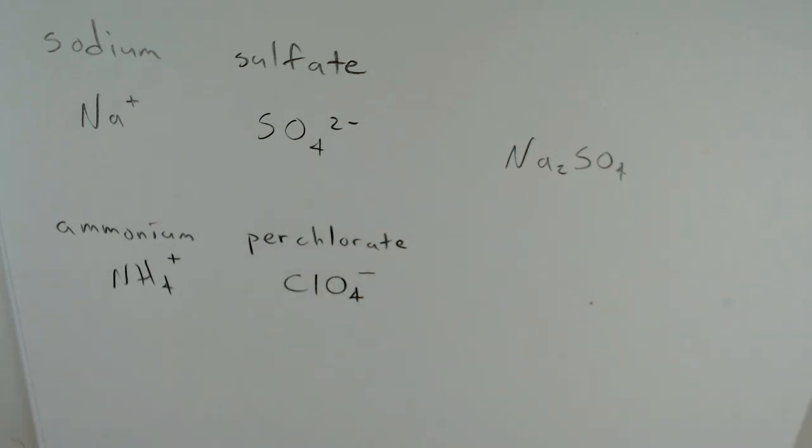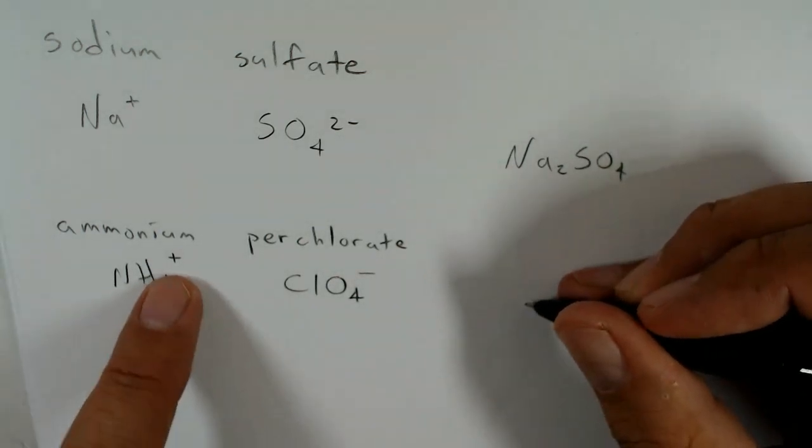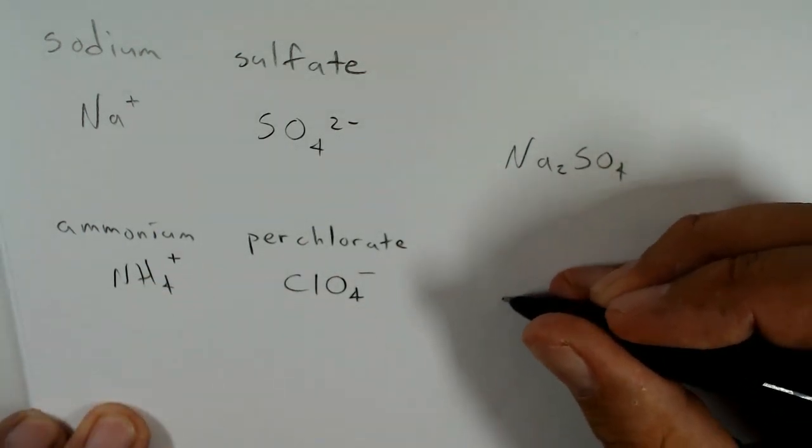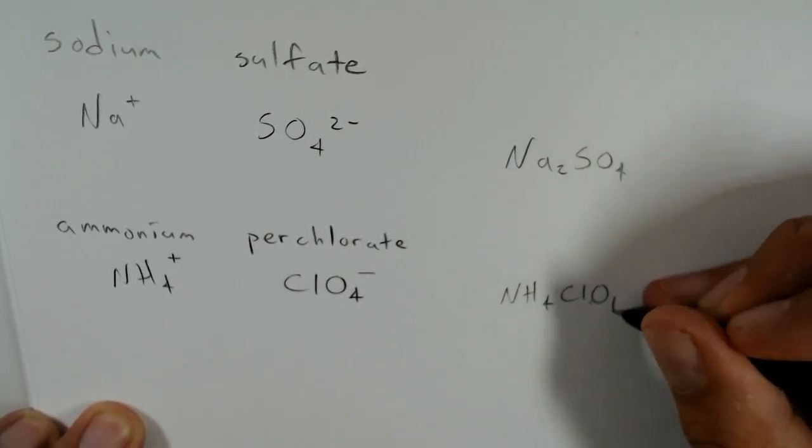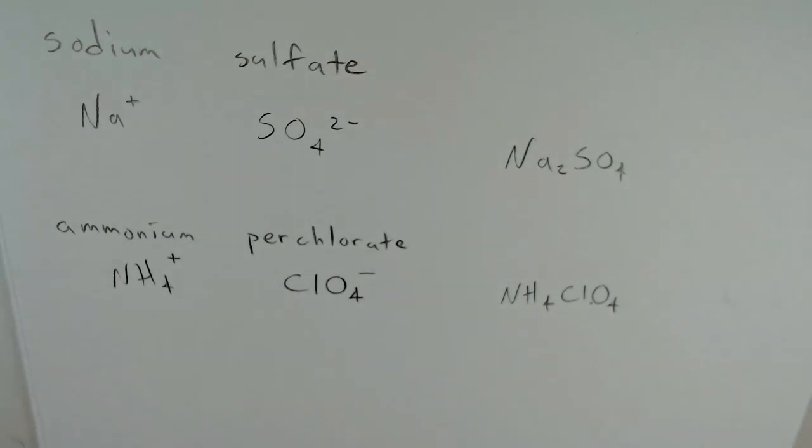All right, so after we have that, we then do the cross method to put everything together. And because we only need one of each, I don't need parentheses here. So NH4ClO4. Ammonium perchlorate. And if you remember right, the potassium perchlorate is rocket fuel. Yeah, we use perchlorates for fuel sources.